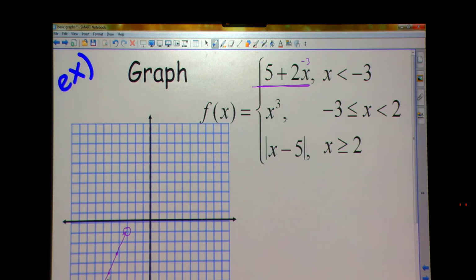I kind of cheated there. I didn't have to draw the whole line. You could have drawn the whole line and then erased it. But I know that at -3, it's going to be at -1, and I just know the slope.